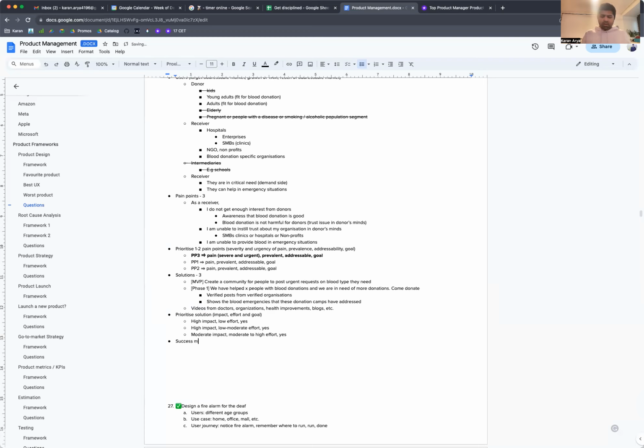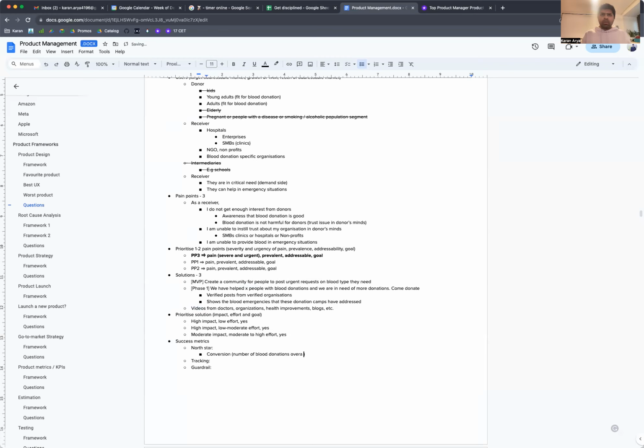Now let's look at the success matrix of the overall product. So let's do North Star matrix, let's do tracking matrix, and let's also do guardrail matrix. So when it comes to North Star matrix, I think conversion is essentially what we are looking at. Number of blood donations, maybe week over week or month over month or any particular time frame.